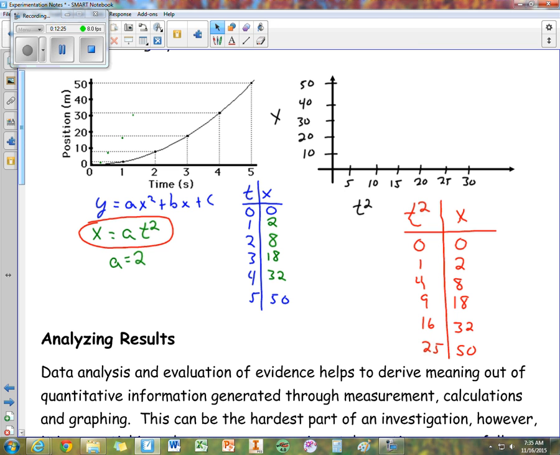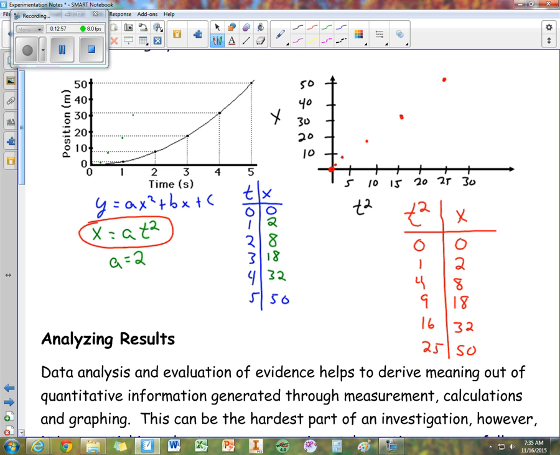So when we plot these points, we got 0, 0. We got 1, 2, so that's going to be right about there. And then we've got 4, 8. That's going to be right about there. We got 9, 18. So that's going to be right about there. We got 16, 32. So that's going to be right about there. And then we've got 25, 50. And hopefully you can see how this forms a line.